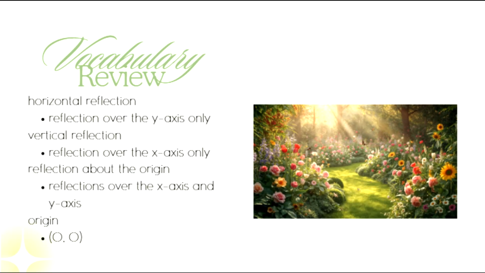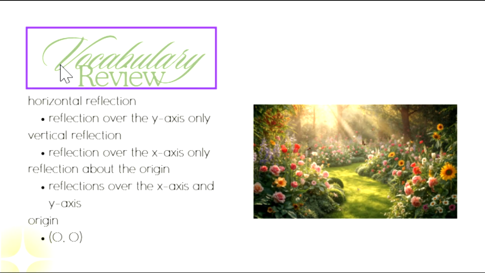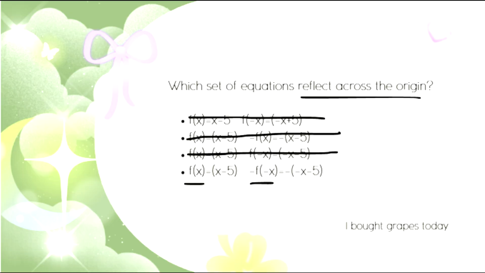Vocabulary review. A horizontal reflection is a reflection over the y-axis only. A vertical reflection is a reflection over the x-axis only. A reflection about the origin is reflections over the x-axis and the y-axis. And the origin is found at 0, 0. This should all be in your notes.